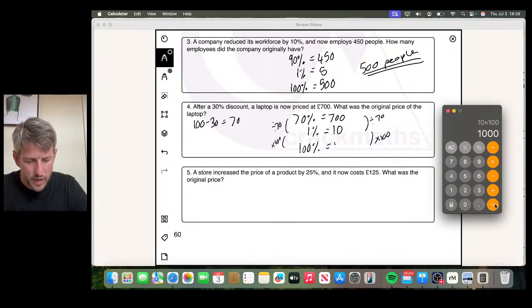There we go. So 100% was £1,000. So that was the original cost of the laptop.